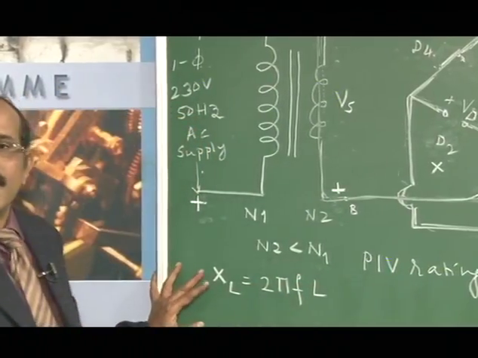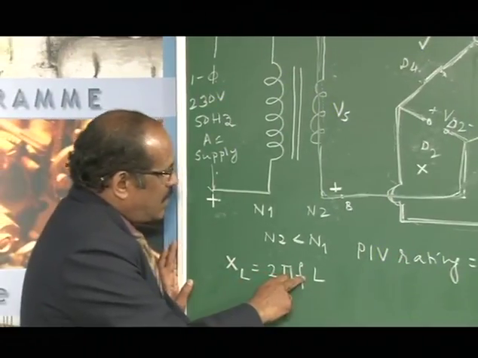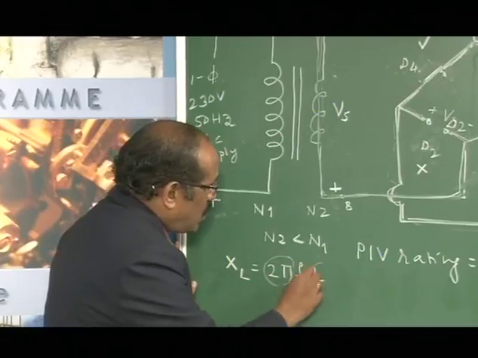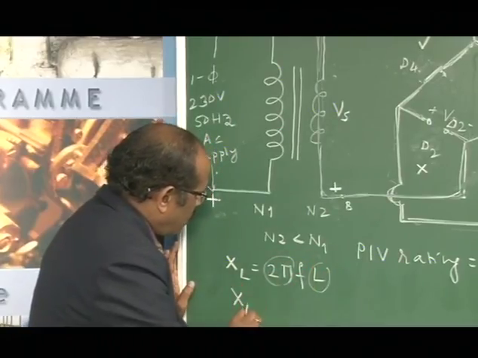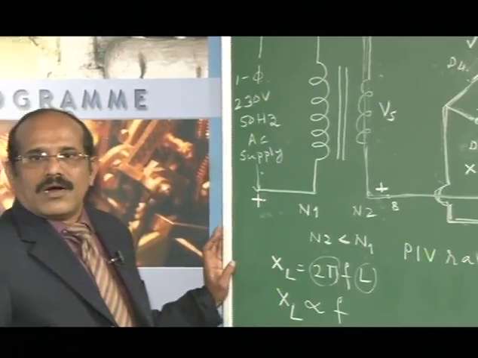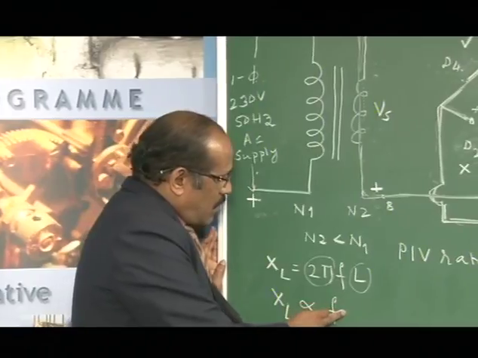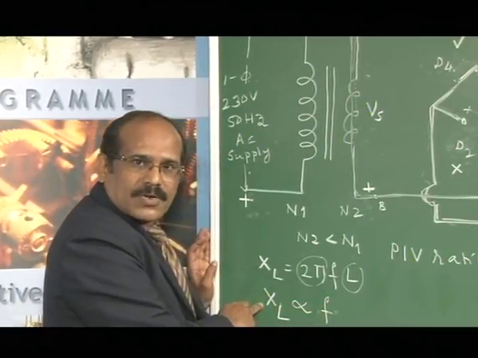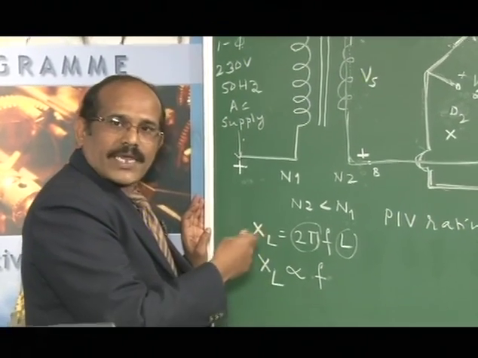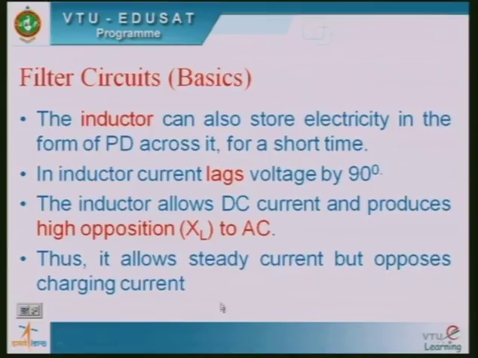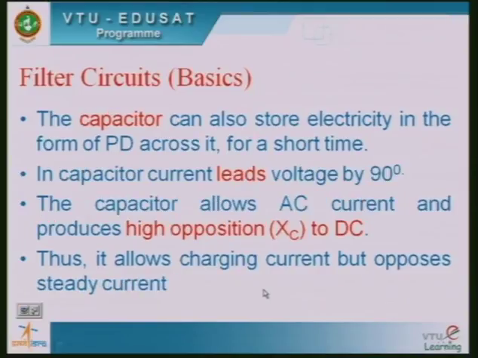So the inductive reactance is directly proportional to the frequency, because in this case 2 pi and L are constant. Therefore XL is directly proportional to the frequency. For AC voltage the frequency is more compared to DC voltage, and correspondingly its reactance, that is the opposition to the AC current, will be more. So the inductor allows only the steady current but opposes the changing current.